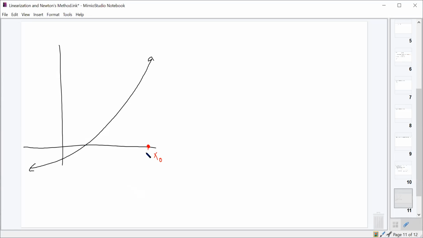So what Newton said was, well, here's what I'm going to do. I'm going to take this x value that I came up with, and I'm going to go up here onto my function, and I'm going to find the coordinates of that point. So suppose this function is the function f of x. What would the coordinates of this point then be? They should be x naught, comma, f of x naught. Do you guys agree with that?